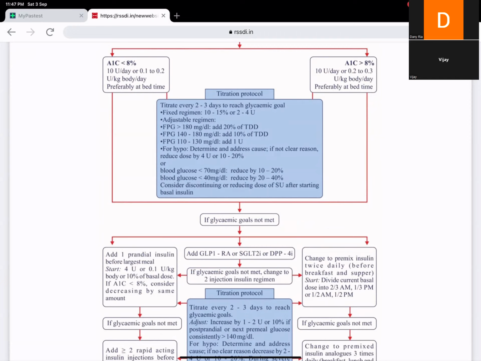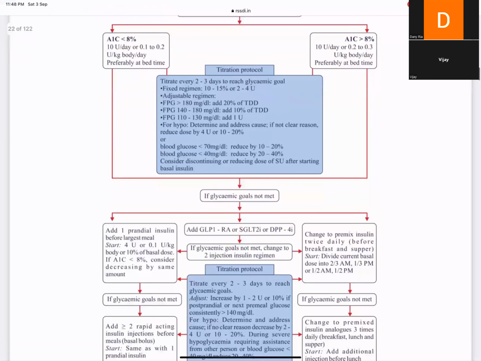For practical purposes, remember one value, 0.1 units per kg per day. Preferably at bedtime. That also was explained, to reduce nocturnal hypoglycemia. So we are initiated at 0.1 to 0.2 units per kg per day. Titration should be done by the 2/2 protocol. So titrate every 2 to 3 days to reach the glycemic goal.